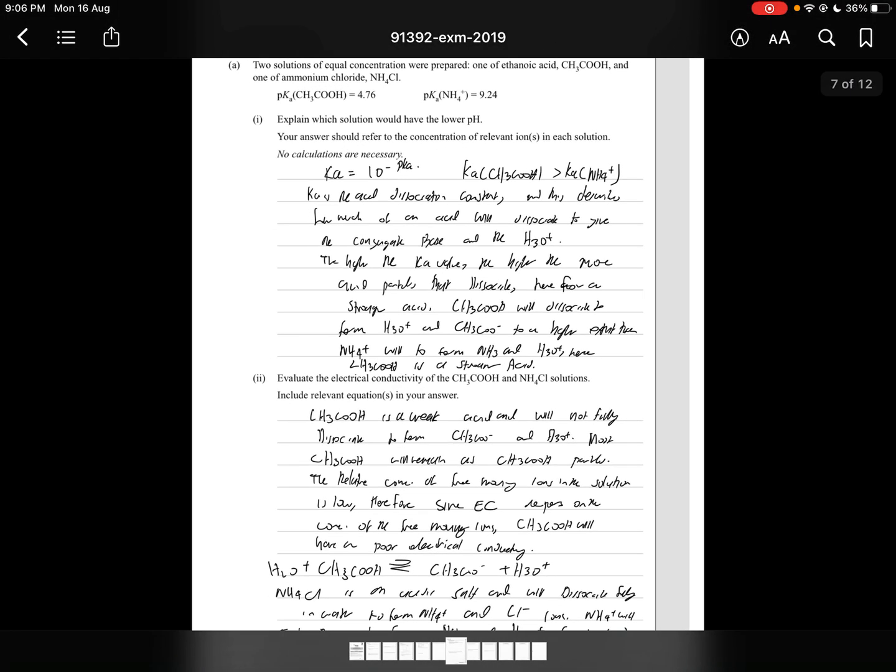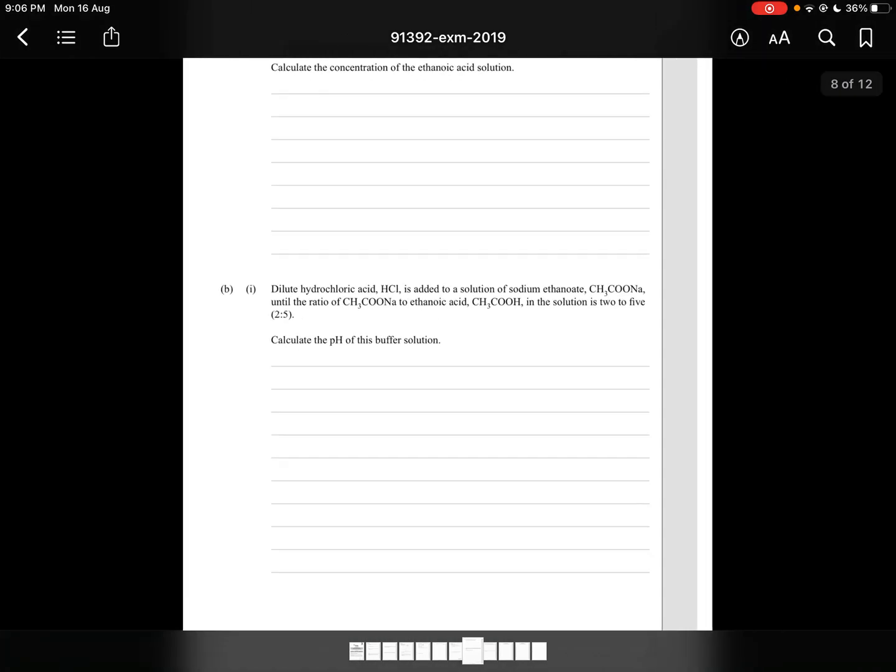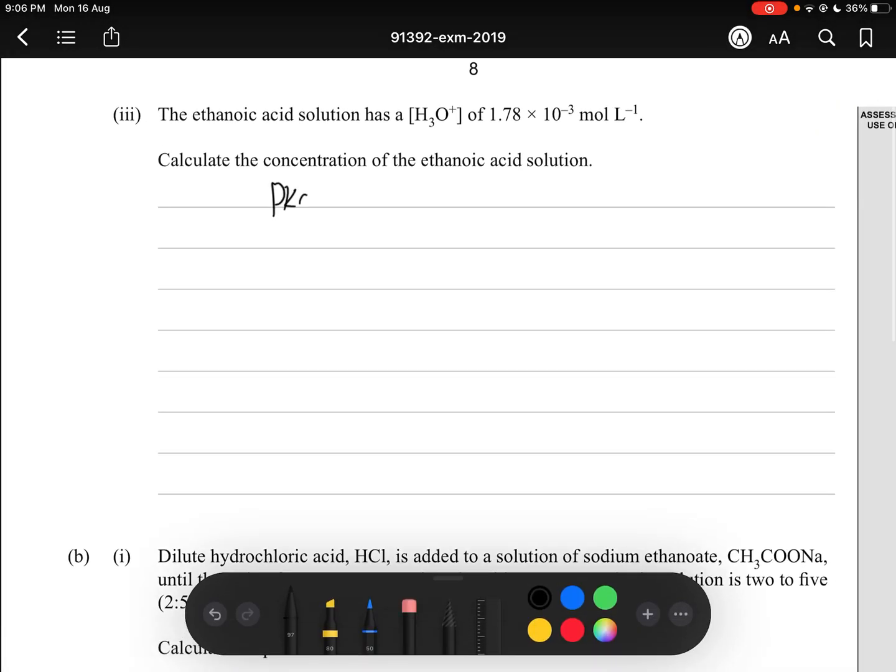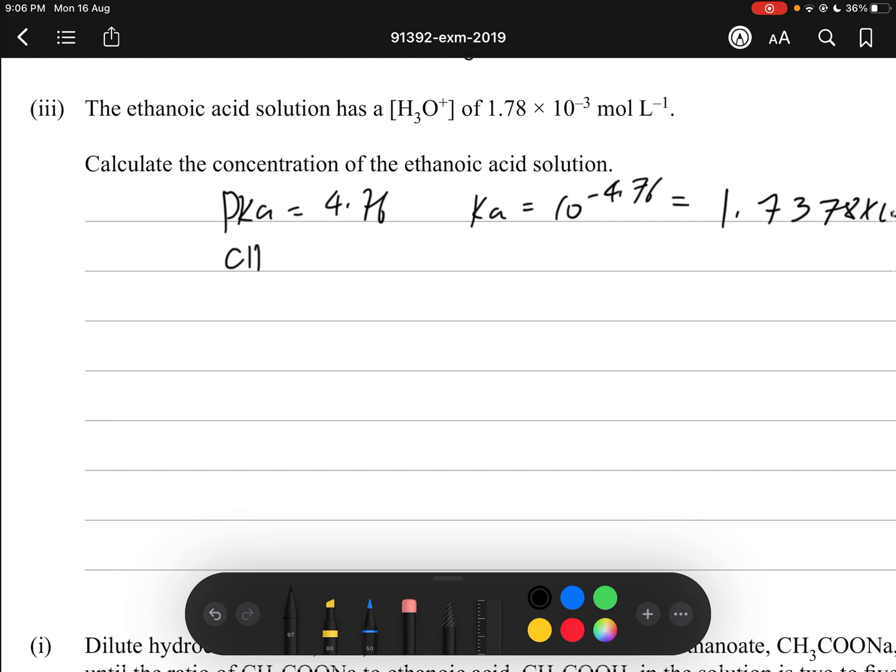So pKa is 4.76. So therefore, Ka is equal to 10 to the power of negative 4.76, which is equal to 1.7378 times 10 to the power negative 5. And therefore, we can write the equation for the dissociation of CH3COOH.